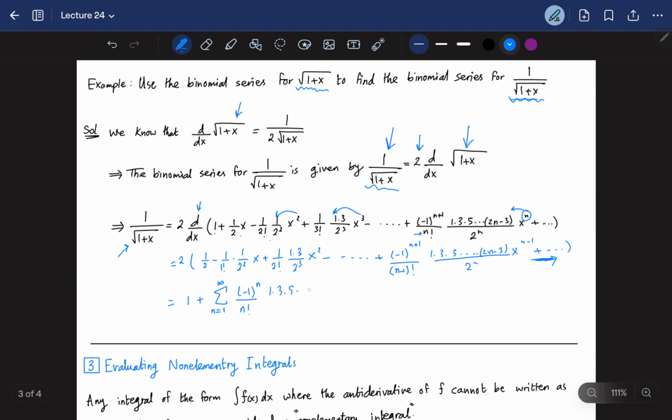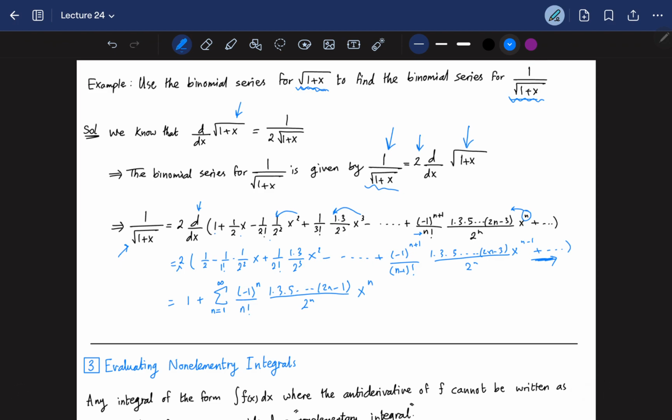1 times 3 times 5 up to 2n minus 1 over 2 to the n, because once you multiply the n, the 2 here, it would be back to n times x to the n. So here we were able to find the binomial series for this function using the fact that it's the derivative of this function, and you already know the binomial series of it.